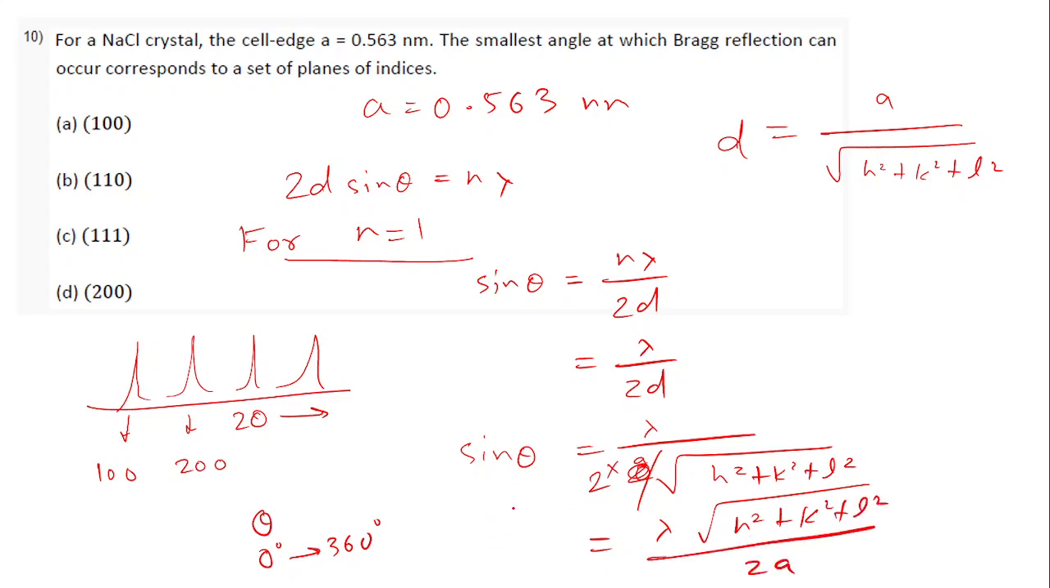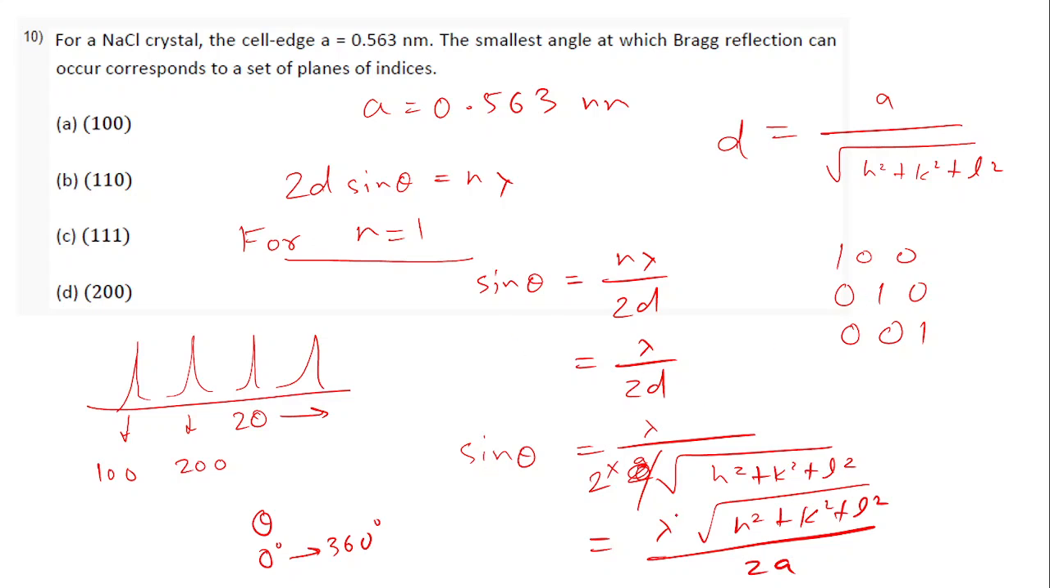If I want theta to be smallest, sine theta will be smallest, and that means this HKL, because a is constant and lambda is constant, HKL is the only thing that can change. So if HKL is minimum, then sine theta will be minimum, and the minimum can be for 100 or 010 or 001. This is the minimum. If I go to 110, then it will be root 2. If it is 100, then it will be root 1. So only for 100 or 010 or 001, or minus 1 of course, they are all family planes, it will give the minimum value.